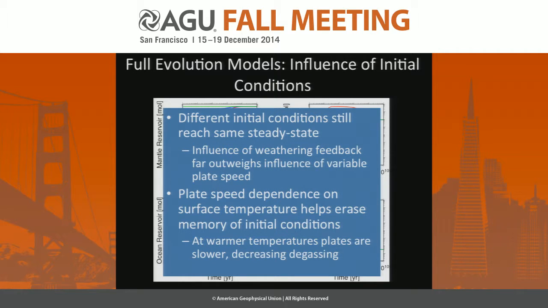The other thing to point out here is that, even though the plate speed dependence on surface temperature is very small and doesn't have much effect, in principle it is actually more stabilizing and helps things erase the memory of initial conditions even more quickly. And that's because at warmer temperatures, when plates are slower, degassing is lower, in addition to the weathering rates being higher.